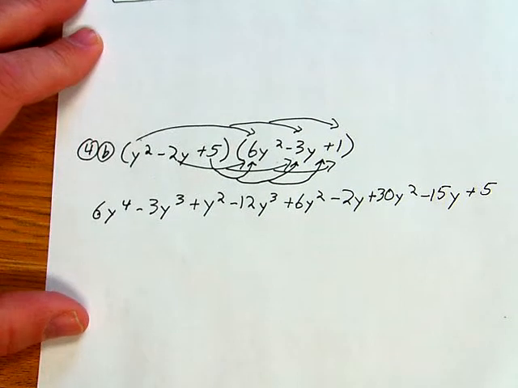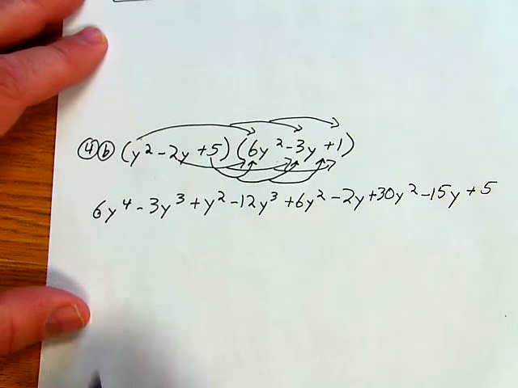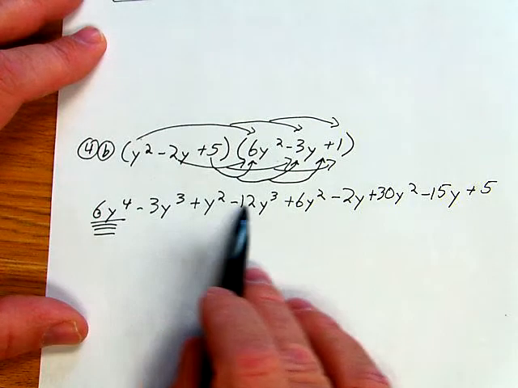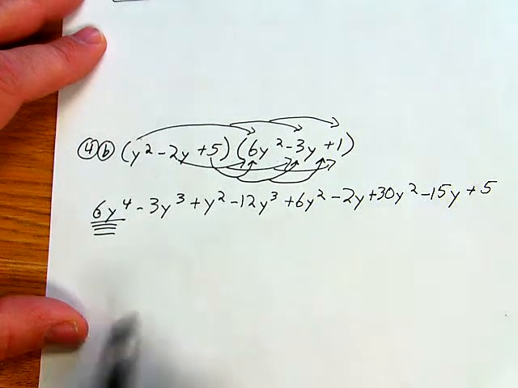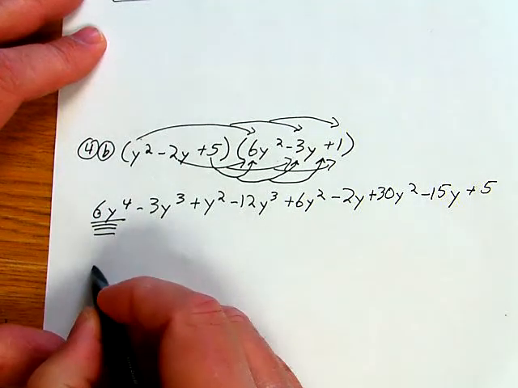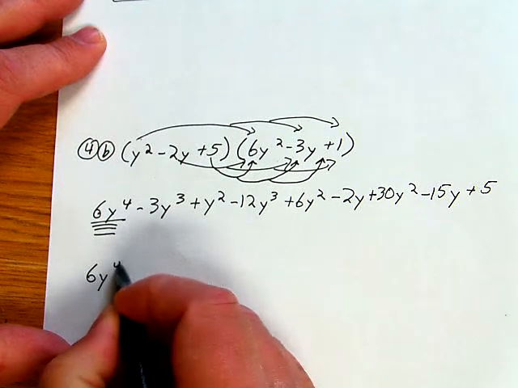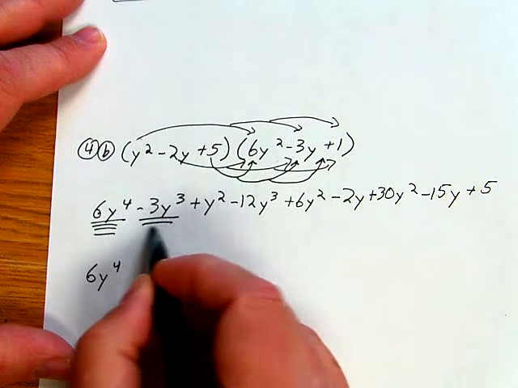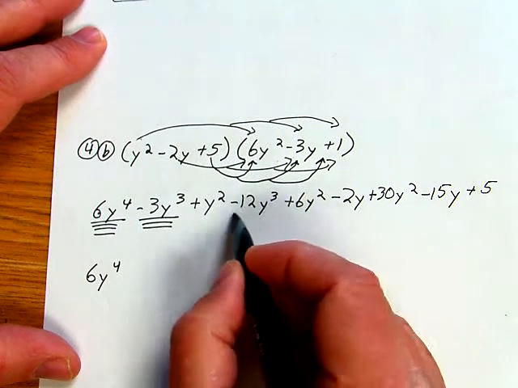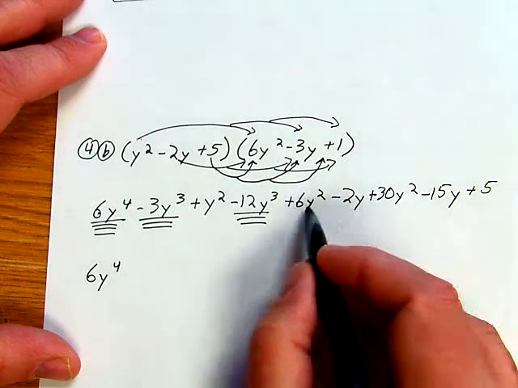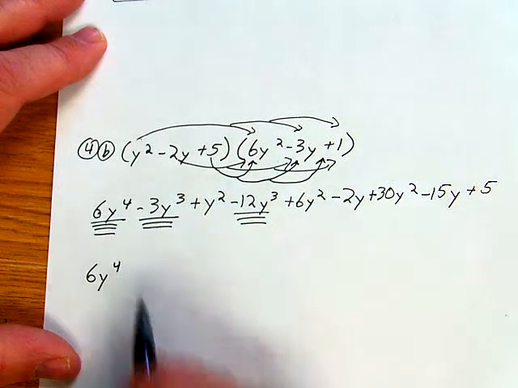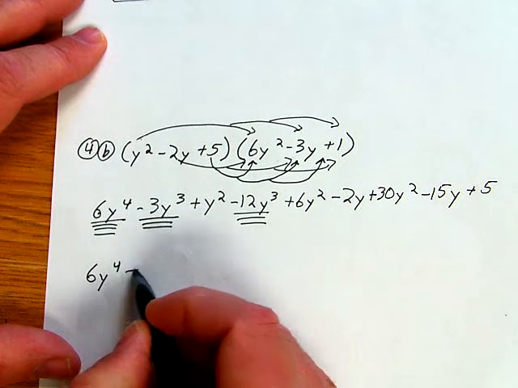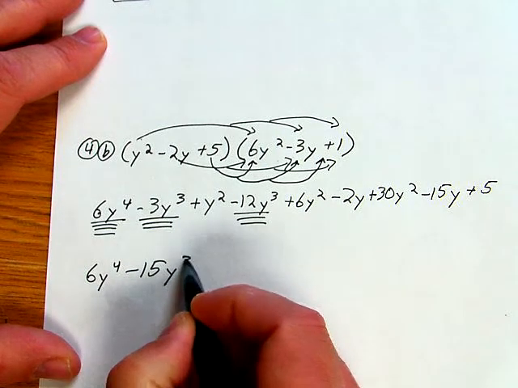Now I need to find like terms. I'm going to start by saying 1, 2, 3, 4. There's a y to the 4th, and I look all the way through here, and there is no more y to the 4th, so 6y to the 4th is good. Carry it down. Now I've got y to the 3rd, y to the 3rd, no other y to the 3rds, so I got a negative 3 and a negative 12, which gives me minus 15y to the 3rd.